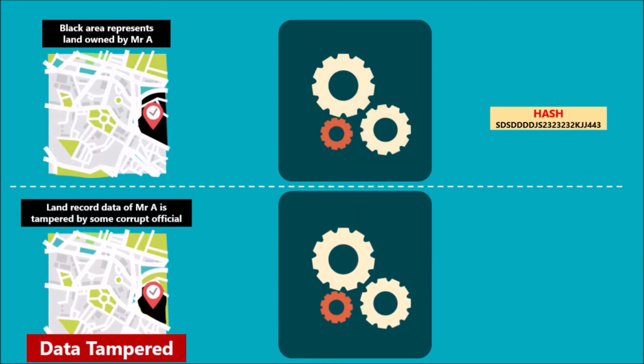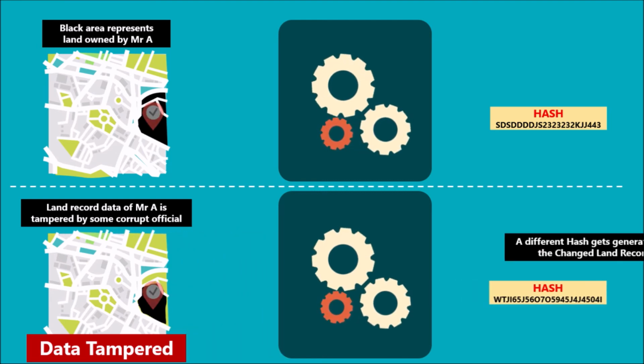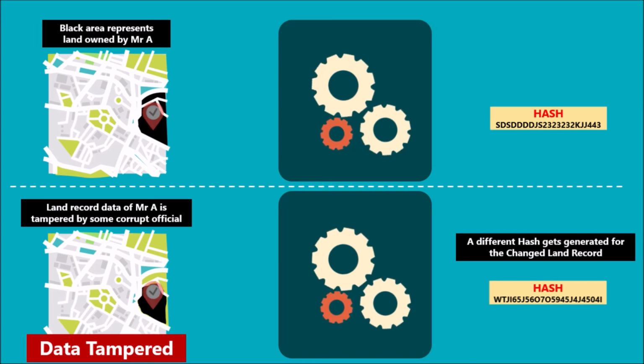Assume that some corrupt official tampers the data and changes the land area that Mr. A owns. In this case, when the altered land record data is passed through the hash function, the hash generated would be different from the previous one, thus indicating that the land data has been tampered with. So this is how a hash can be used to track and validate the data.